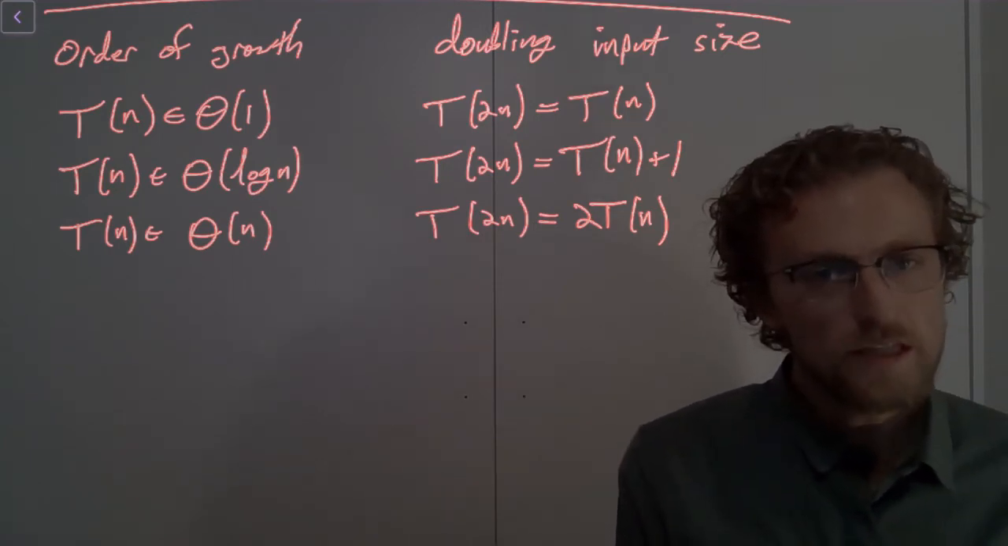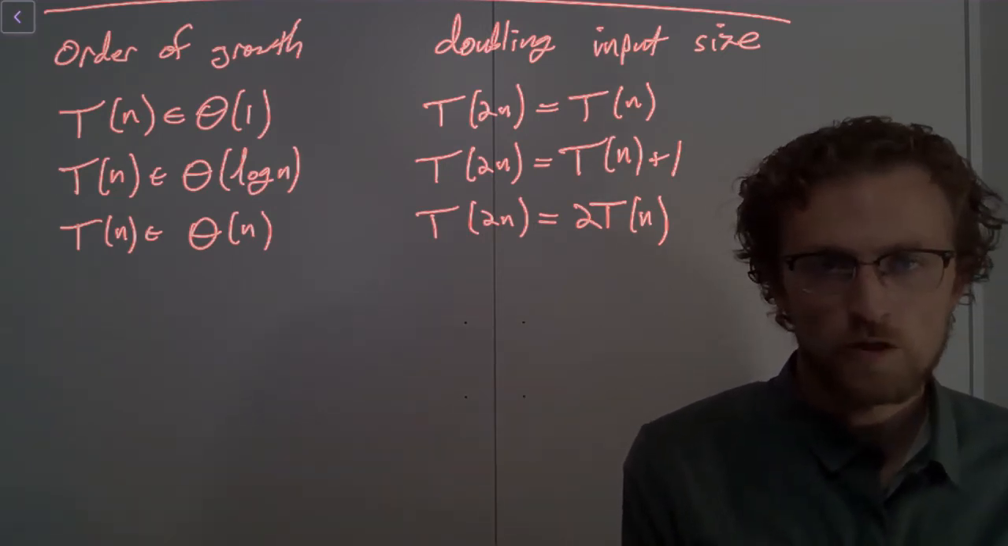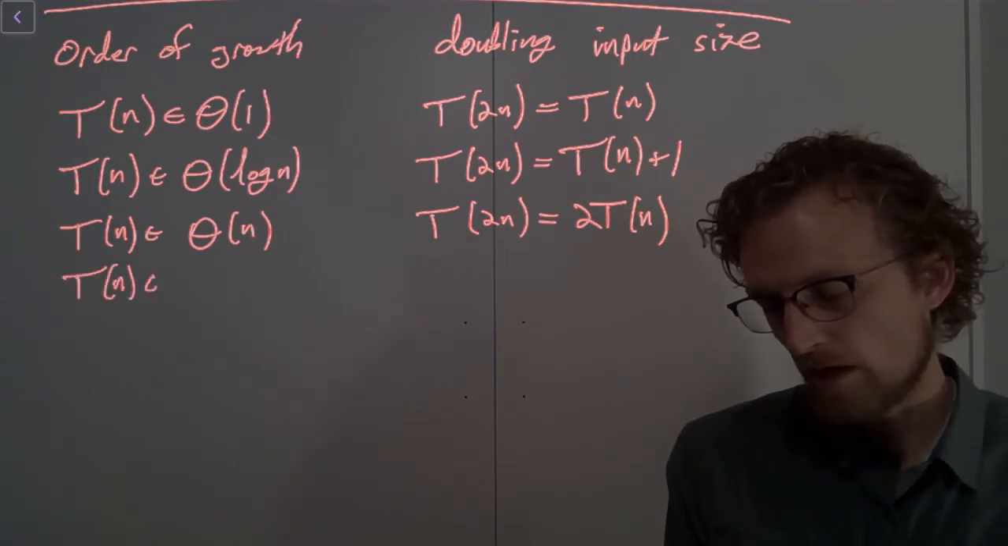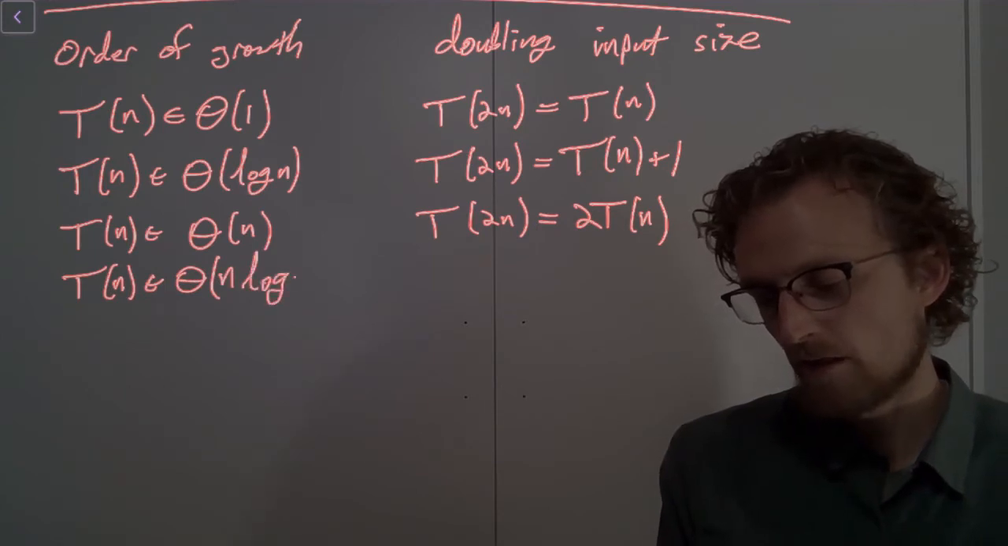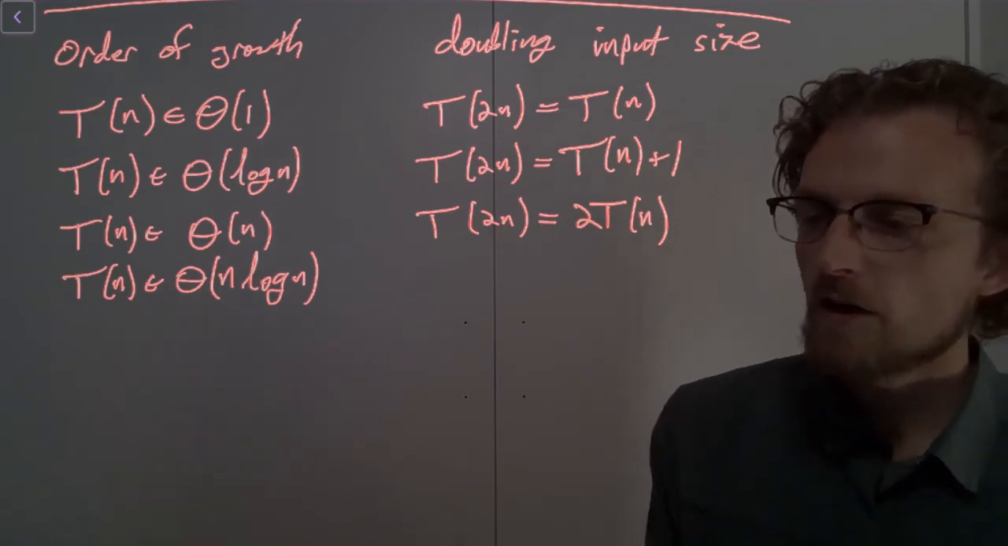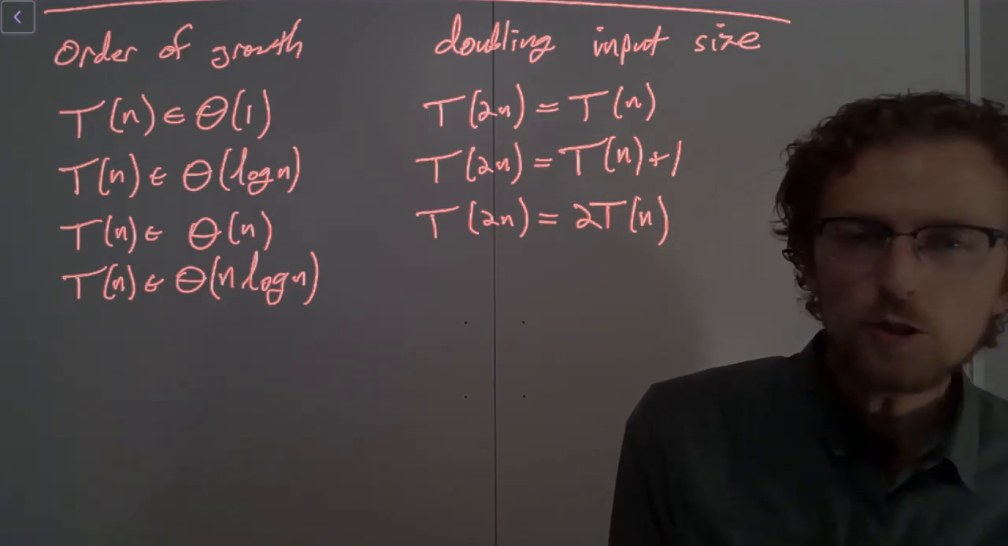And no matter how big the input is, it doesn't really do much more than just doubling the running time. All right, so let's keep going up. So T of n is big theta of n log n. So this is a combination of the above two complexity classes. And now things are going to start to get a bit slower, but not by too much, right?